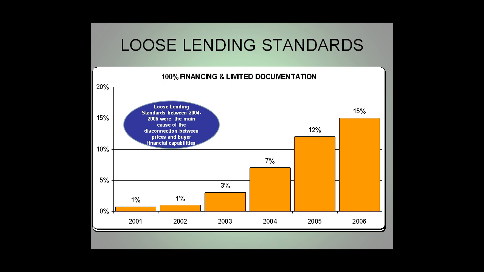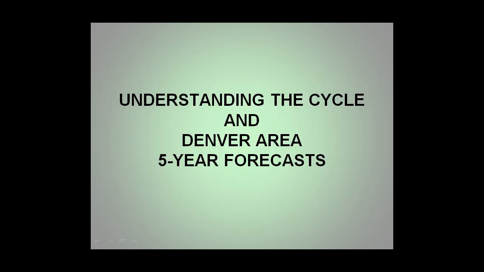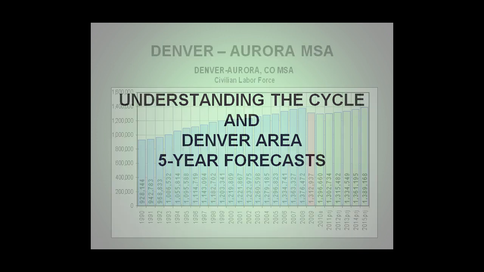So first we had a correction as the market returned to the area where buyers were financially capable. Now we're having the overcorrection where prices are dropping far below what incomes will support in some of these markets. Let's dig into the Denver area.